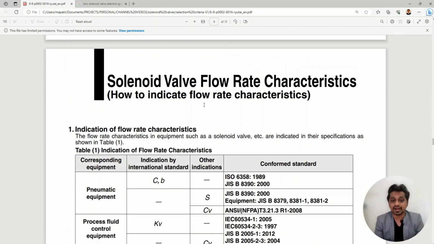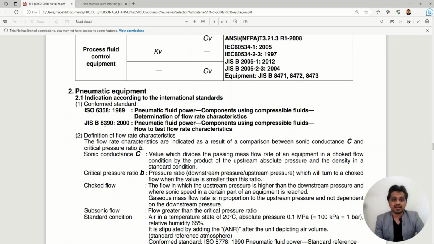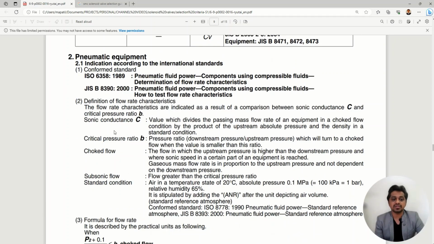Now, solenoid valve flow rate characteristics. We know that CV is one of the most important parameters, so they have given a summarized form of how to indicate the flow rate characteristics. Here we can see they have given a chart of the pneumatic equipment and the indications. We have the CV and then the kV values which we have discussed. They have given the conforming standards, and according to the standards they have given some calculation tools. We have already seen these things, right? And they have mentioned the meaning of CB. You can read those things. This is again a summarized PDF.